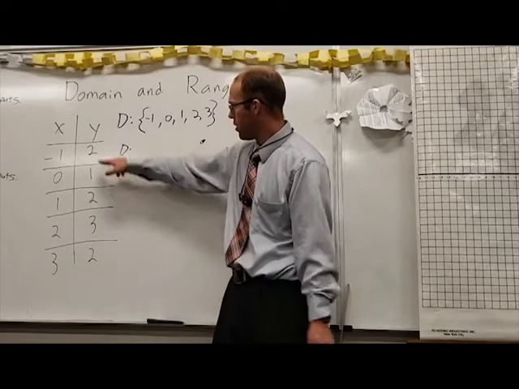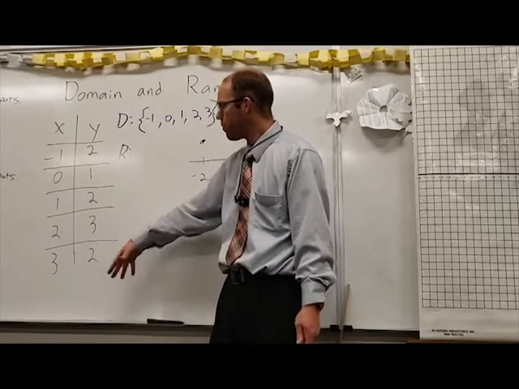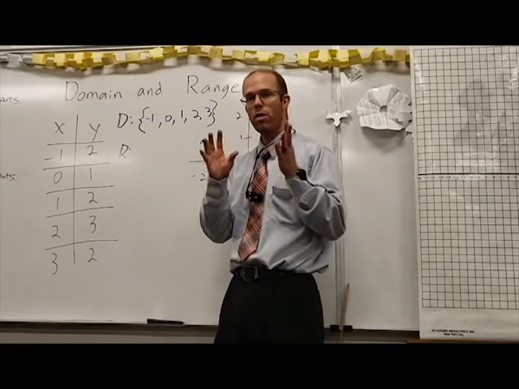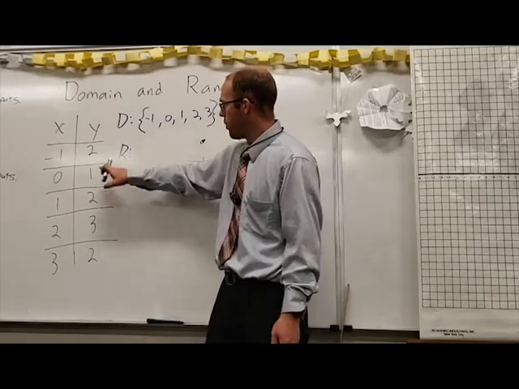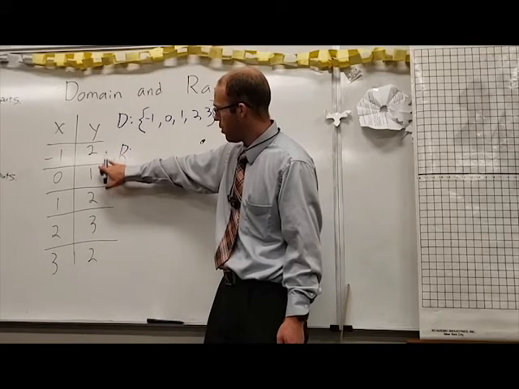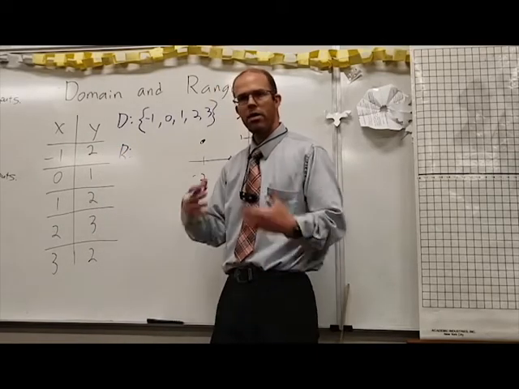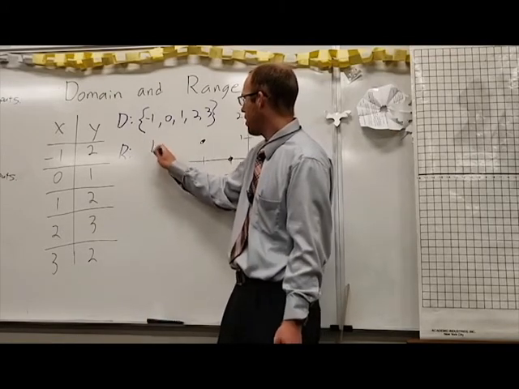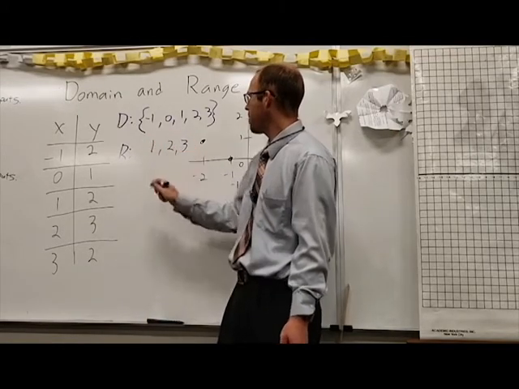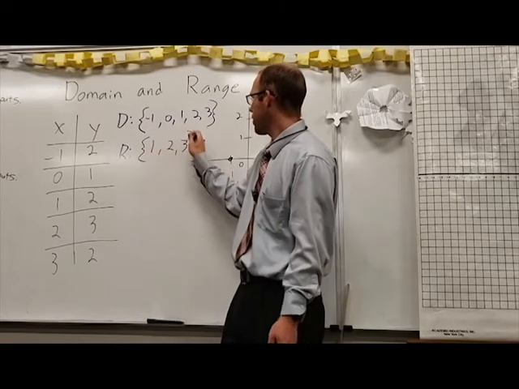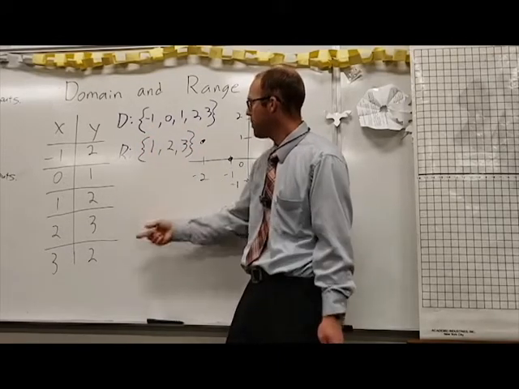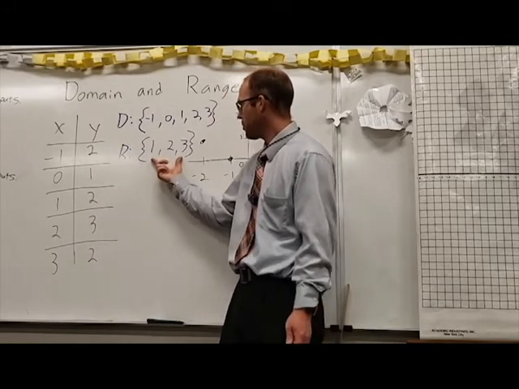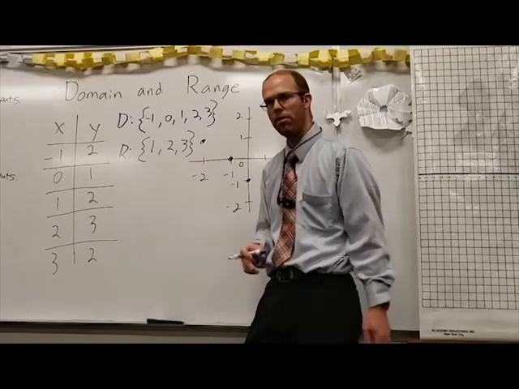Now you'll notice that 2 happens several times. When we are writing down our domain and range, we don't have to repeat those. We just need to know that it's there. So our range is 2, 1, and 3. Typically, you write those in order from least to greatest. So I'm going to write those 1, 2, and 3, and I'm going to enclose them with the braces right there. And I don't need, again, to write the 2 multiple times. I just need to know that it's part of our range.